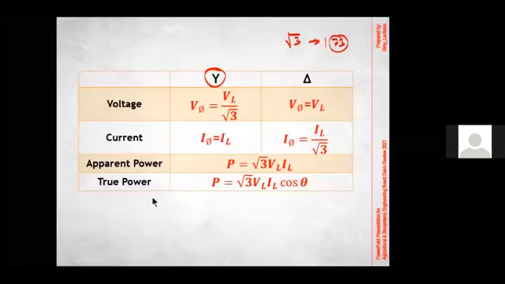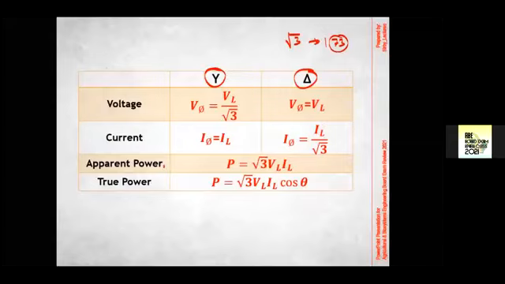But for the current, it just says that the phase current is equal to the line current. And for the delta connection, it's the other way around: the phase voltage is equal to the line voltage, but the phase current is equal to I sub L divided by square root of 3. So high current, and we're referring to this line current.